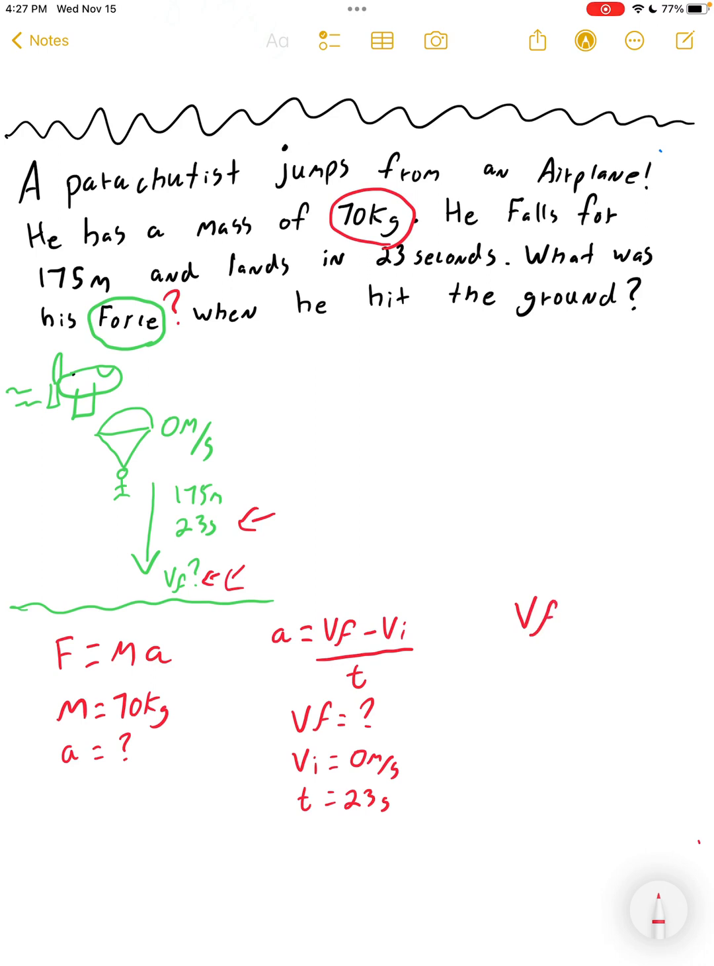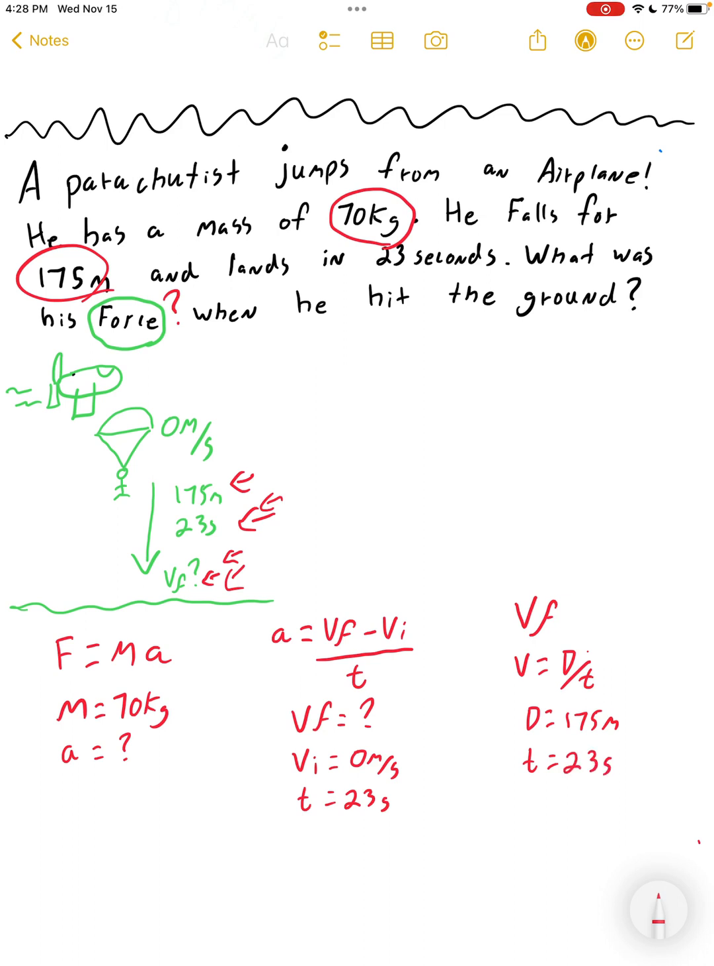Okay, so now we've got to figure out that final velocity. What happened when he landed. And velocity, whether it's final or initial or whatever, equals the distance traveled divided by the time that it took. Do we know distance? Yes, we do, because it's given right there, 175 meters, and we also know time, because that time was the same right there at 23 seconds.